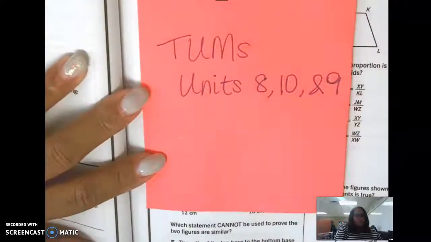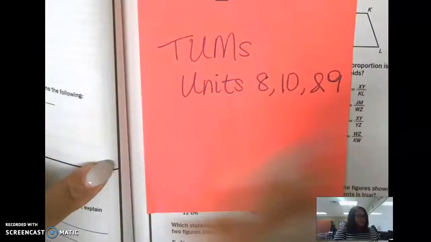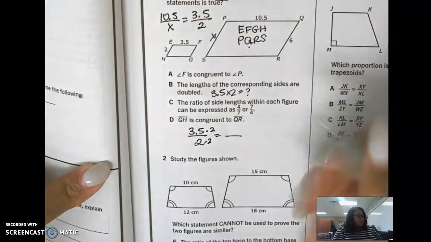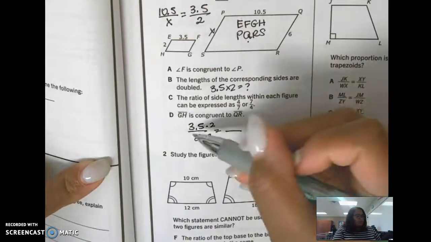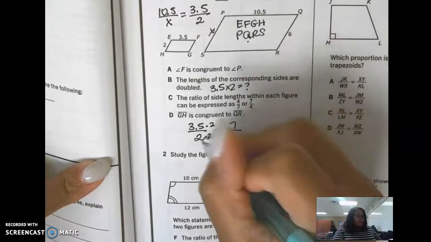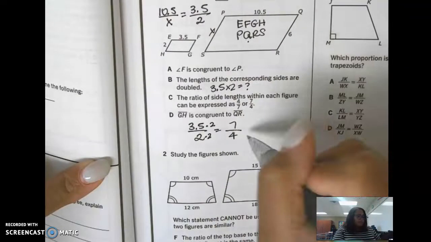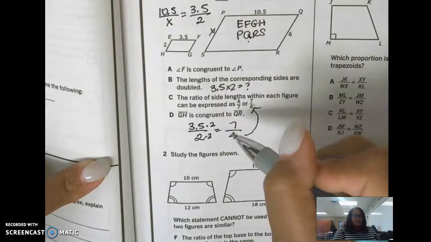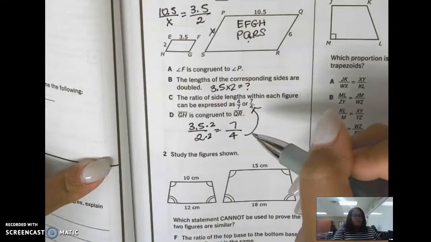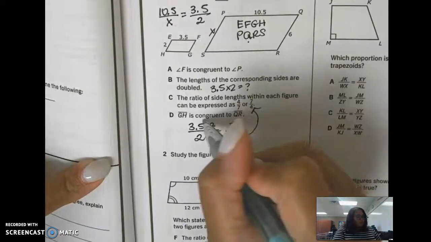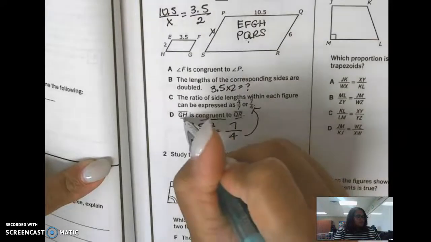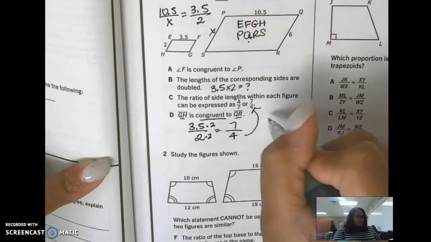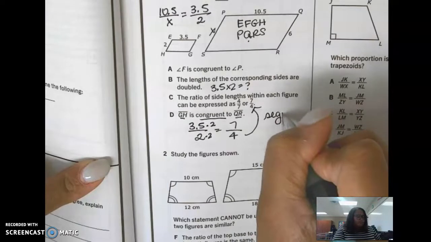All right, this is a continuation of TUMs 8, 10, and 9. So here, if we multiply 3.5 by 2, we get 7, and 2 times 2, we get 4. So this has directly to do with that ratio there. And then it says GH is congruent to QR. Remember, this says congruent, and these are segments, and segments aren't congruent.